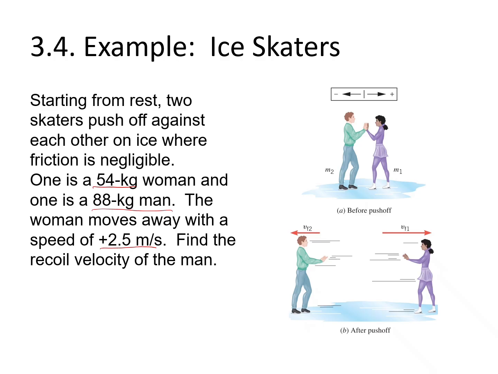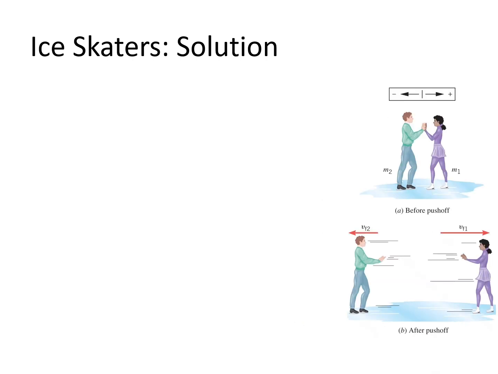Before solving, let us predict the result. The man has a larger mass than the woman, so he should recoil with a smaller speed. Also, because the woman moves in the positive direction, the man's velocity should be in the negative direction. Since the system is isolated in the horizontal direction, total momentum is constant. So the total momentum after the push equals total momentum before the push. The skaters start from rest, so the initial total momentum is zero.